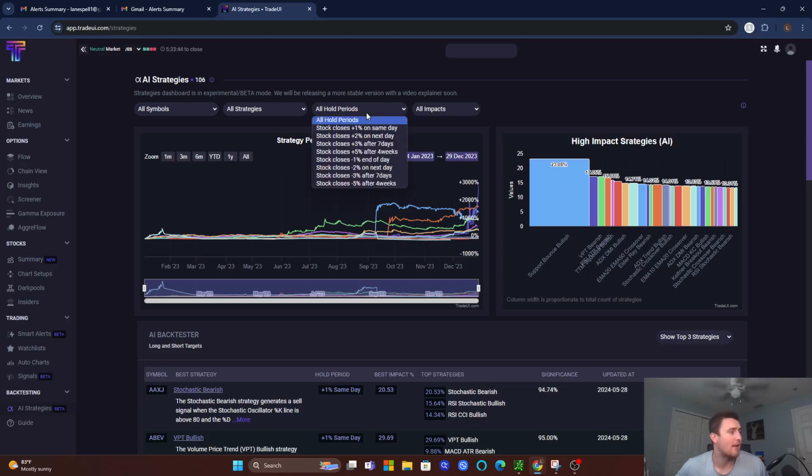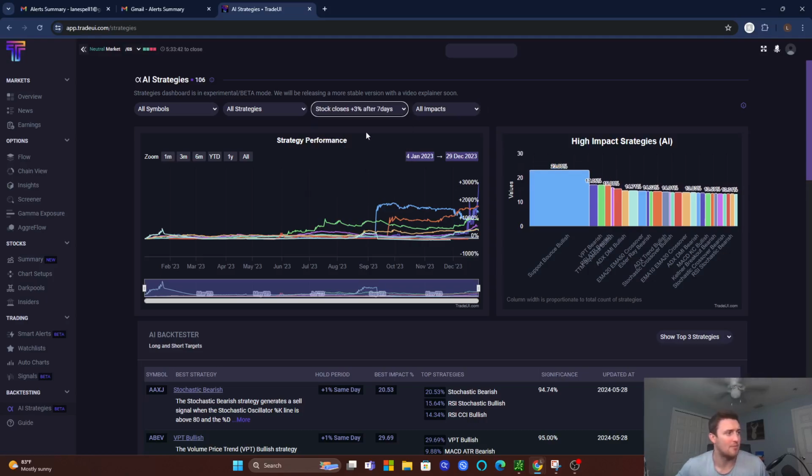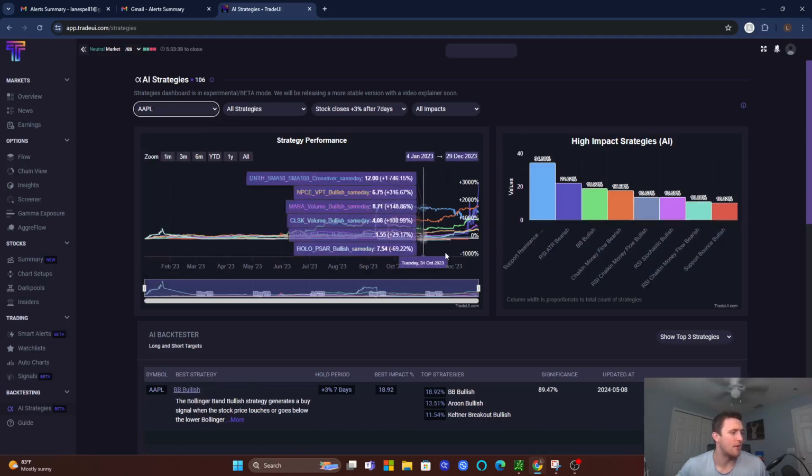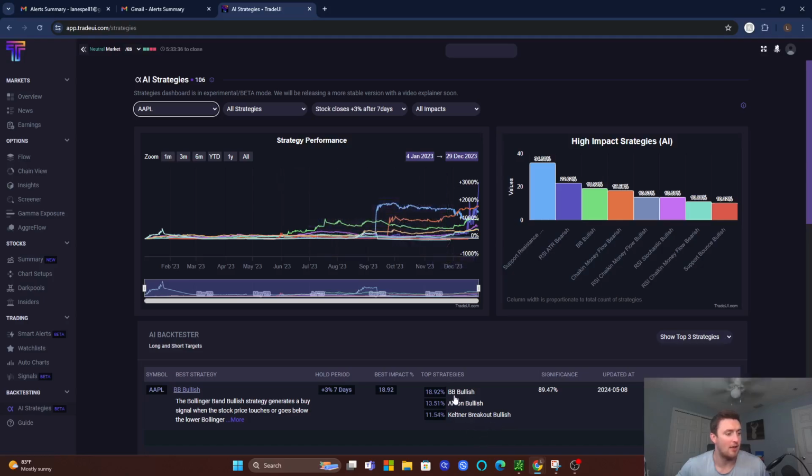So what do I mean by that? If I want to look for stocks that are going to rally 3% in the next 7 days and I want to focus on Apple, well, if I do that, I know that a Bollinger Band bullish movement has the highest impact out of every single strategy out there. So how can we use this for alerting?